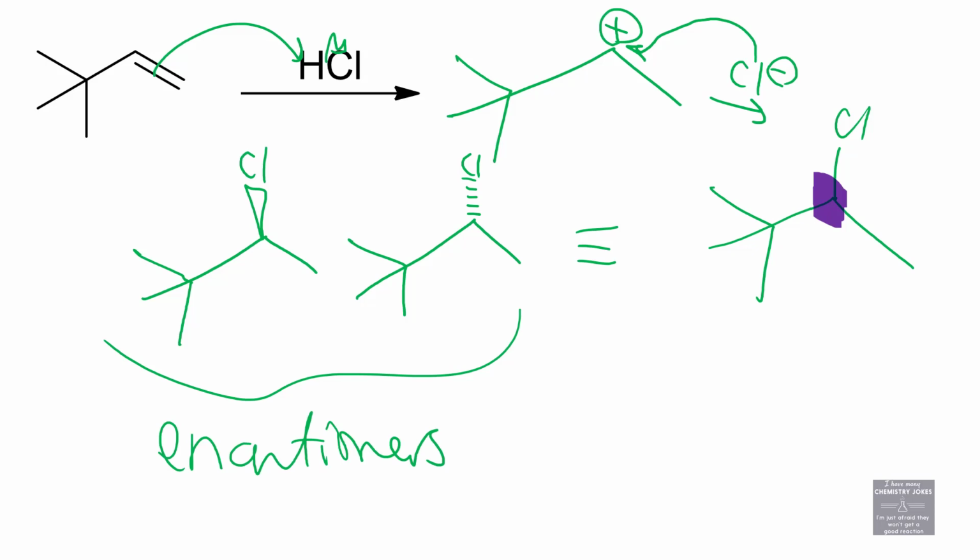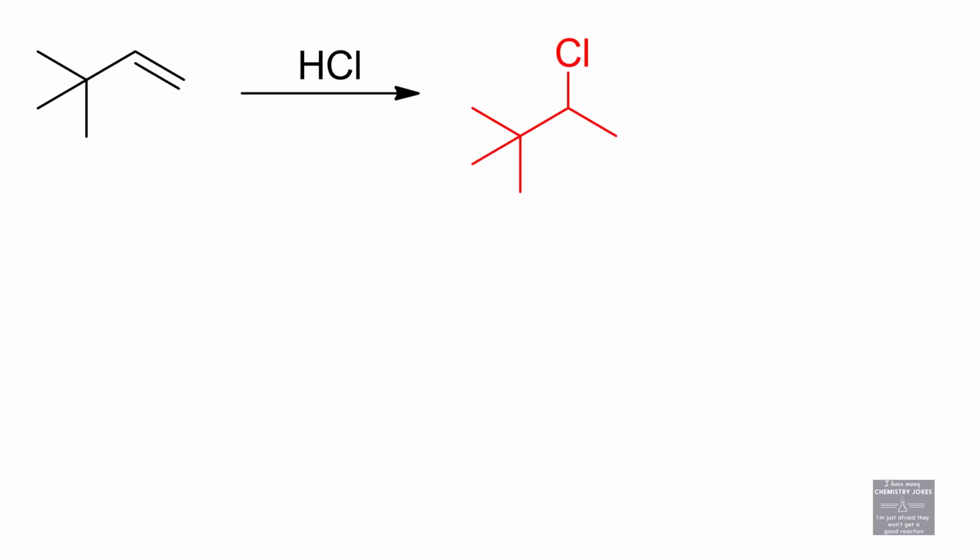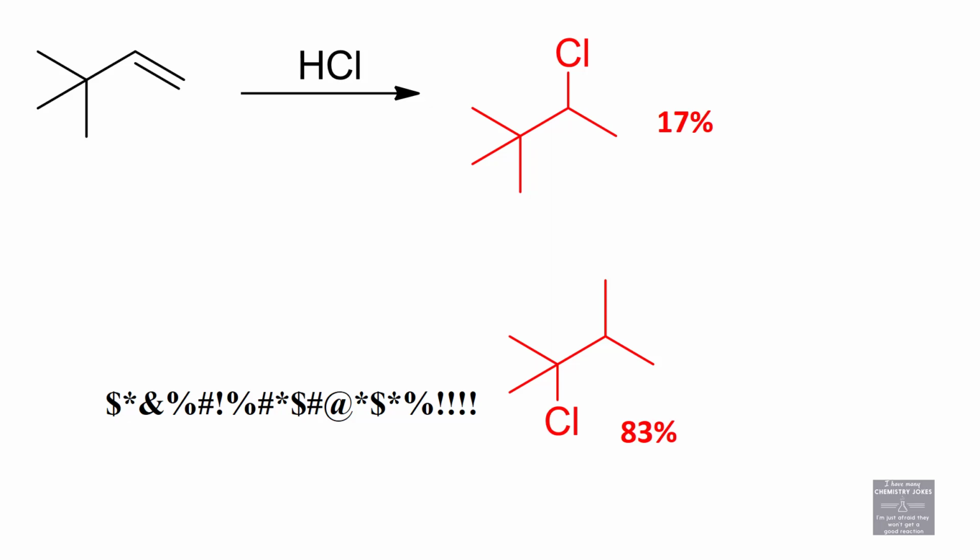But check this out. That product is created, it was green in our last slide, at 17%. The other 83% of the product is this. Wait, what? How the heck did that happen? I just thought I was understanding this. Ugh! Organic. Oh my god.